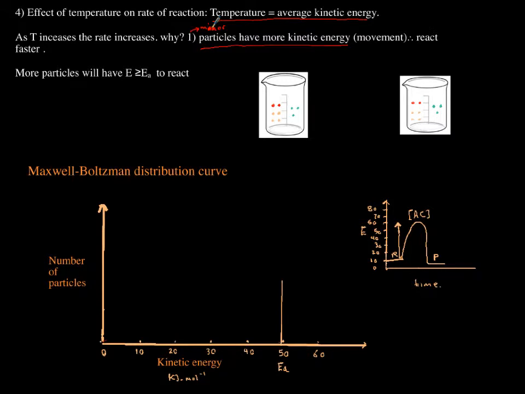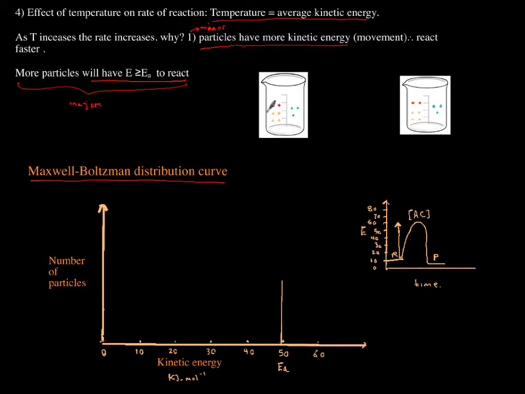The major effect that we refer to, according to the Maxwell-Boltzmann distribution curve, is that now more particles have energies bigger than activation energy to react. So this is a major effect. And I'm trying to sort of dissect this with you and see if we can understand it.